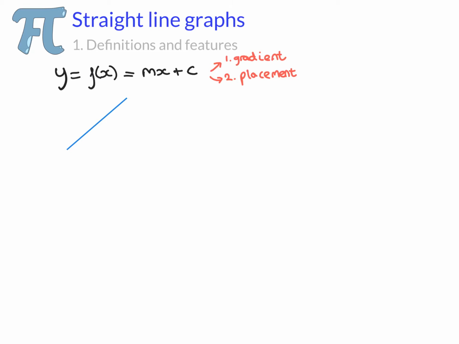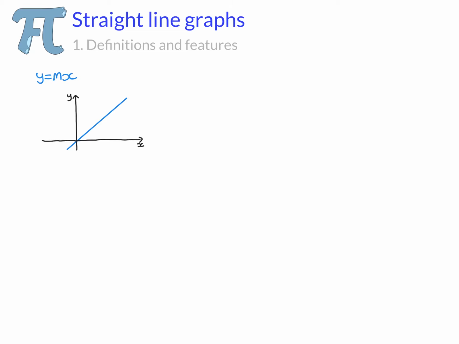First, consider the line y is equal to mx, just ignoring the c for now, or setting it to 0. We want to find out the gradient, or in other words, we want to know how much the y-coordinate changes when the x-coordinate changes by 1. We can figure this out generally.